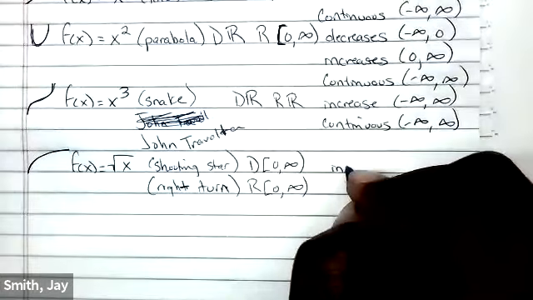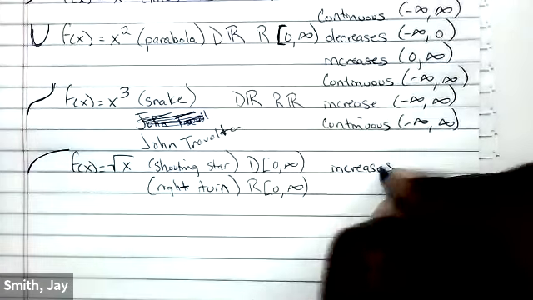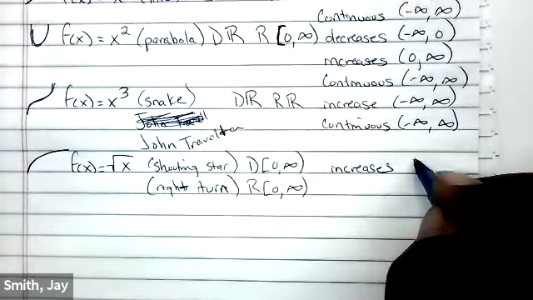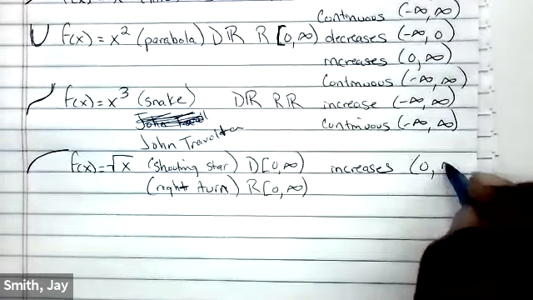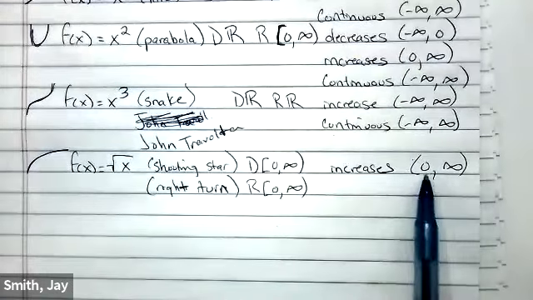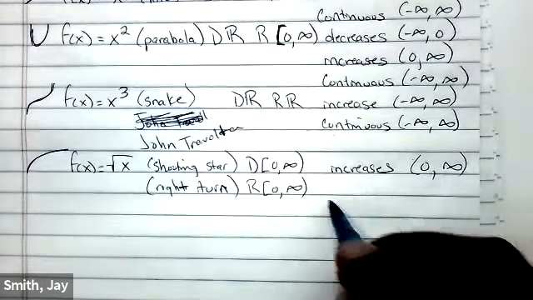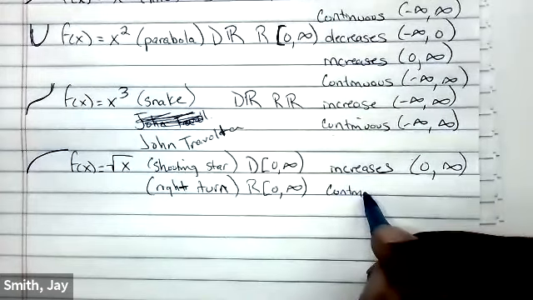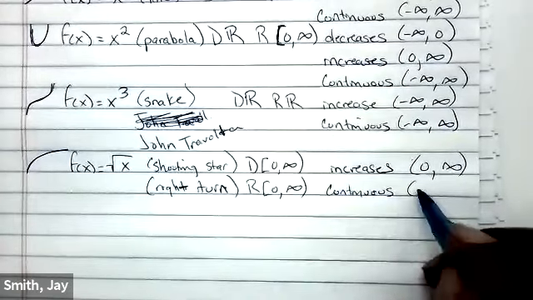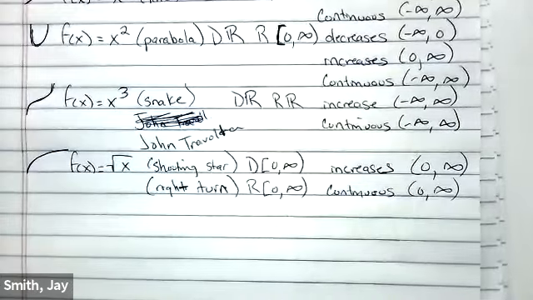This function increases on the entire domain, or open parentheses 0 to infinity. Remember, for intervals of increase and decrease, we always put it in parentheses. This function is also continuous on this entire domain. So from 0 to infinity.